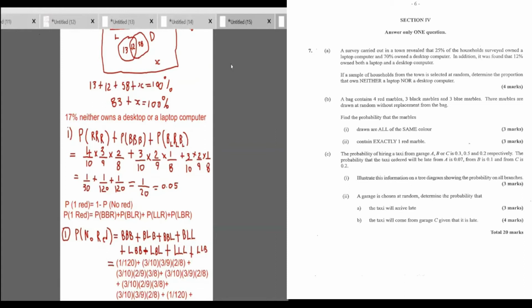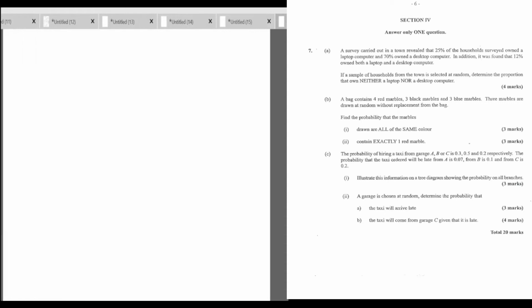Now let's go to part C. Part C says the probability of hiring a taxi from garage A, B, or C is a half, 0.5, and 0.2. The probability that the taxi ordered will be late is 7% from A, 10% from B, and 20% from C. Use a tree diagram. Nice and easy. Tree diagrams are so easy. So first and foremost, recognize that you have 3 taxis.